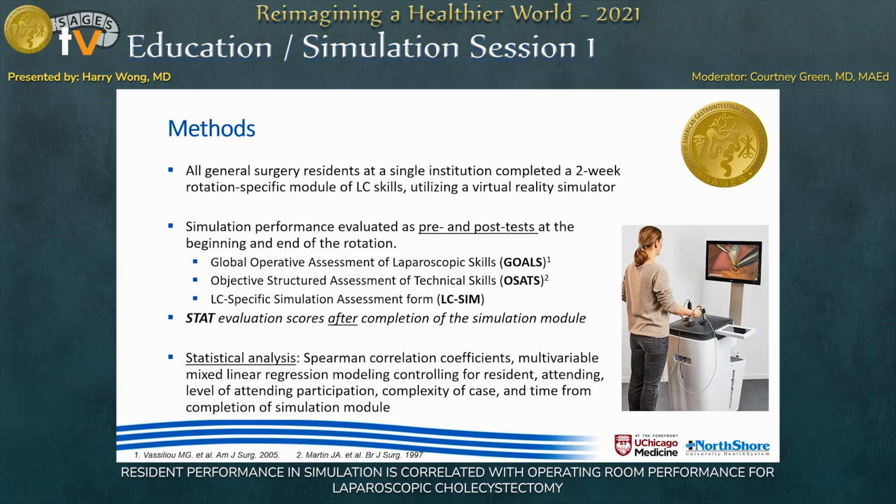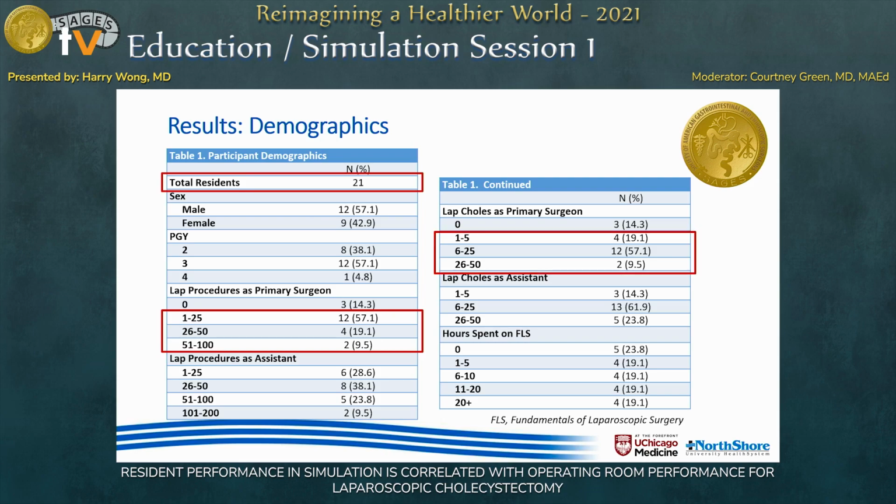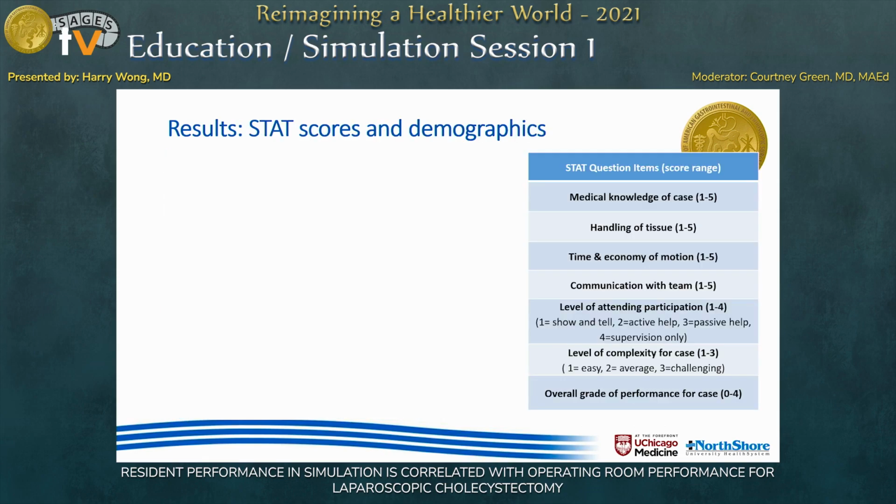For statistical analysis, we used the Spearman correlation coefficients, as well as multivariable mixed linear regression modeling to control for resident, attending, level of attending participation, complexity of case, and also time from completion of the simulation module. Again, we had 21 residents who were included in the study. The majority of this cohort had at least some experience in performing lap choles.